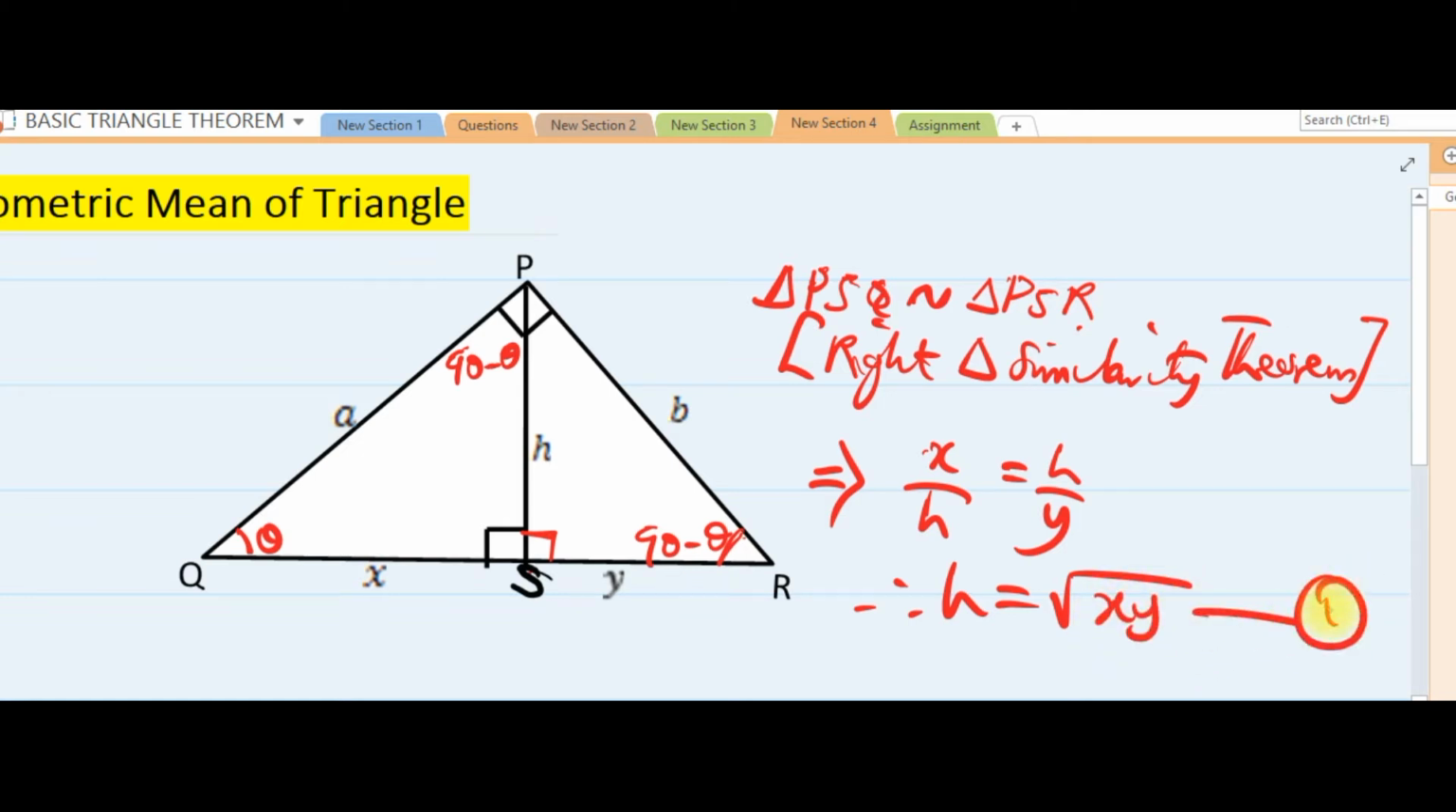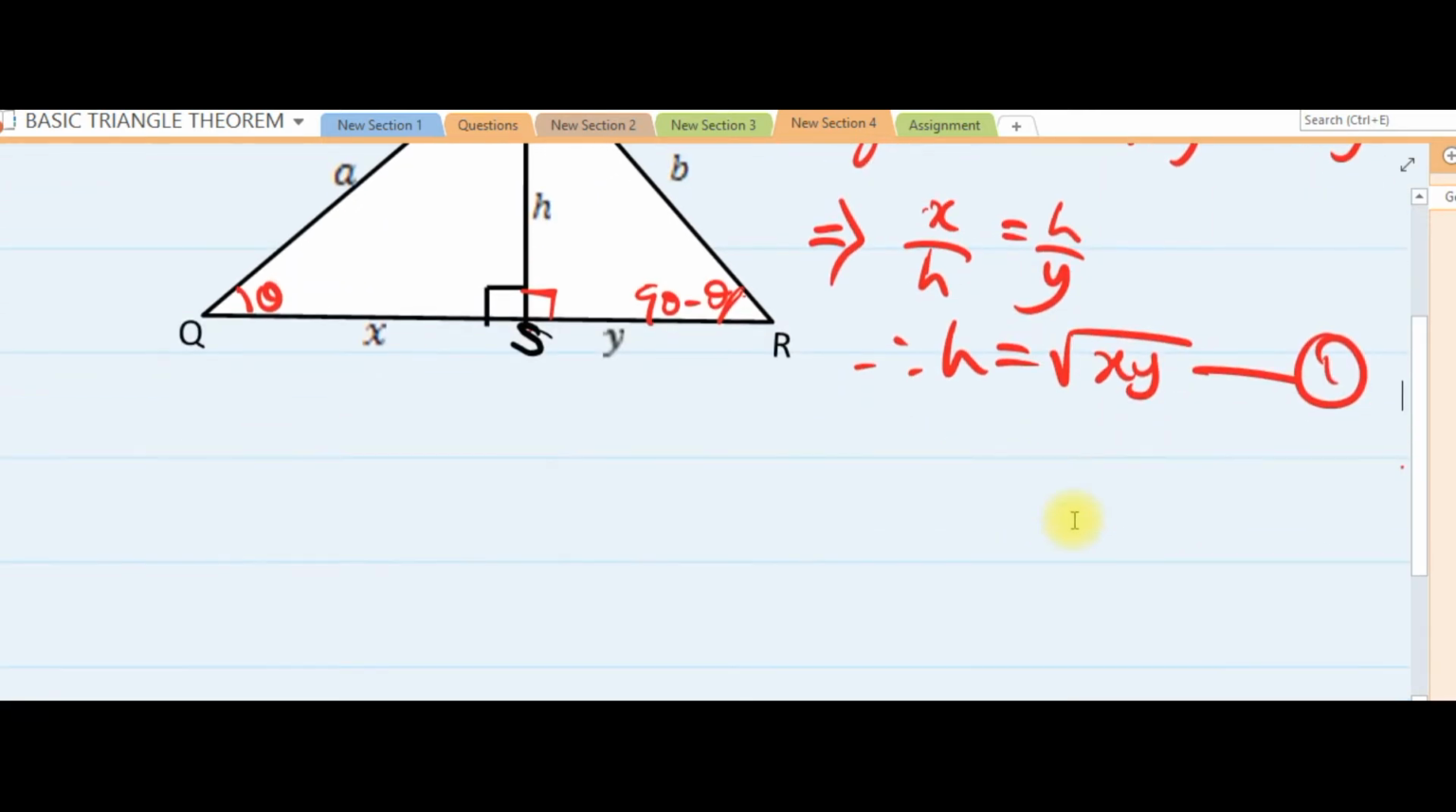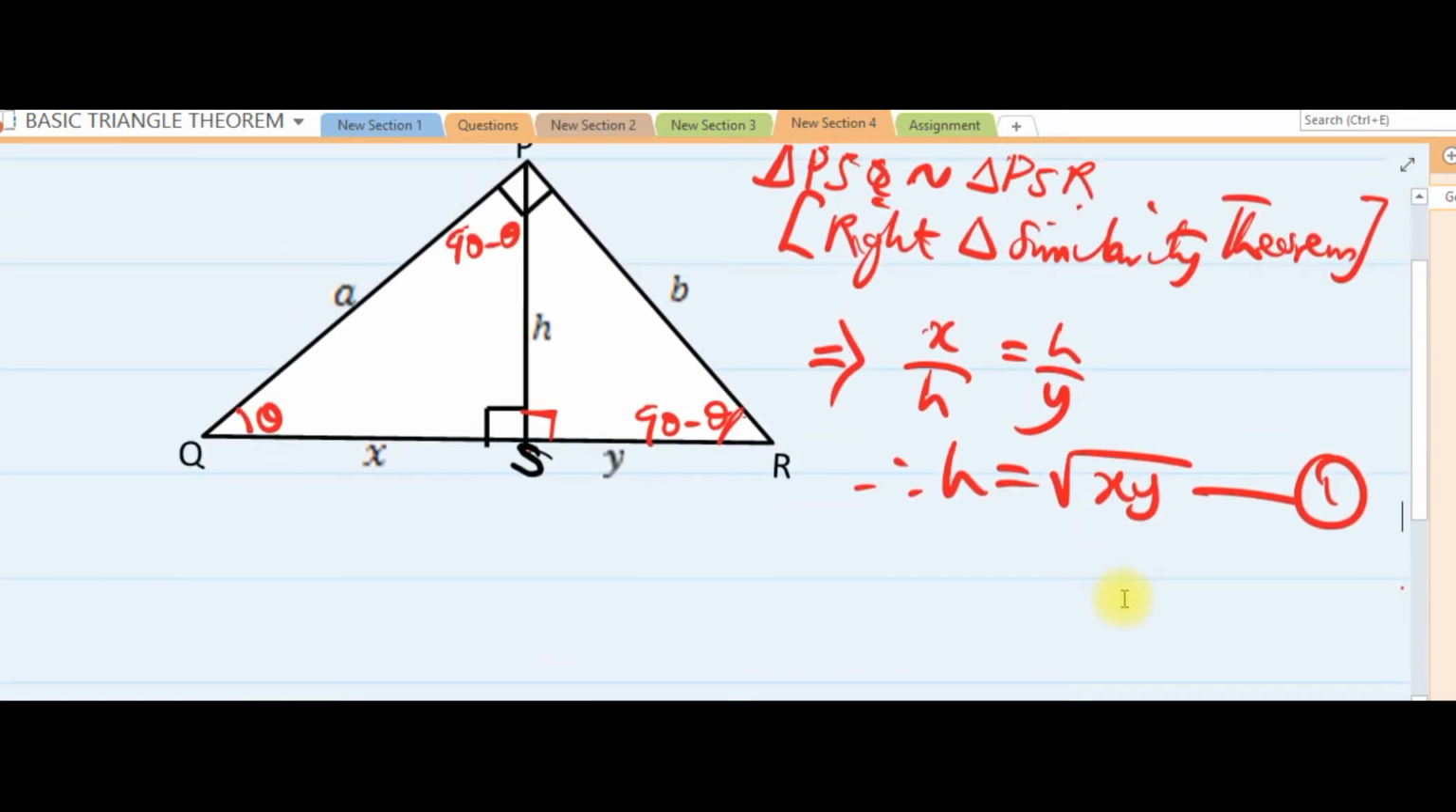So this is the first formula that is very important here. So meaning that once you know x and y, you can find the value of h. That's very, very important.